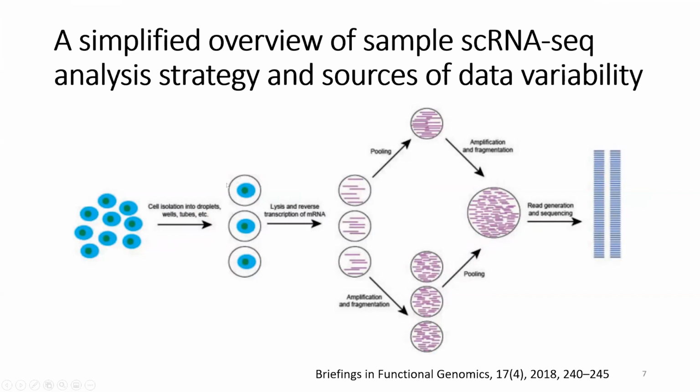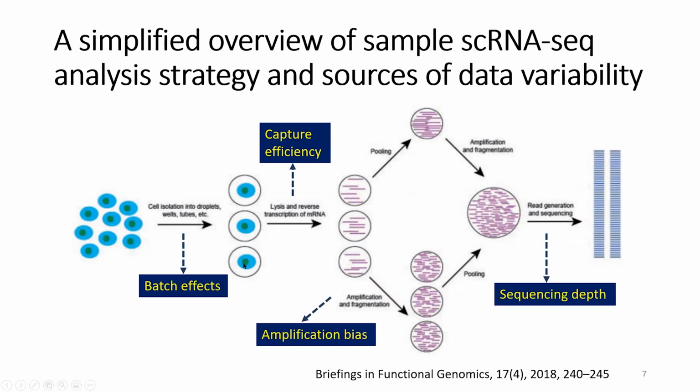You isolate the cells into droplets, wells, tubes, or whatever you have. You lyse them, do reverse transcription of mRNA into DNA, cDNA, and then you barcode them, amplify them, or in some cases you can pool them before. And then you do deep sequencing, and then you just try to reconstruct the cell origins, figure out what is the proportion of the genes in there.